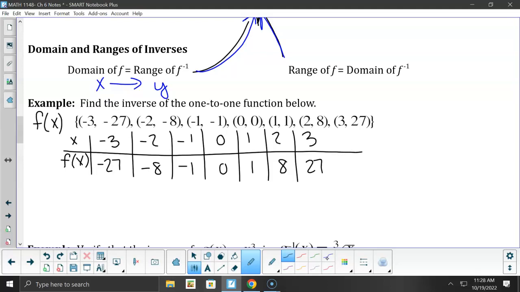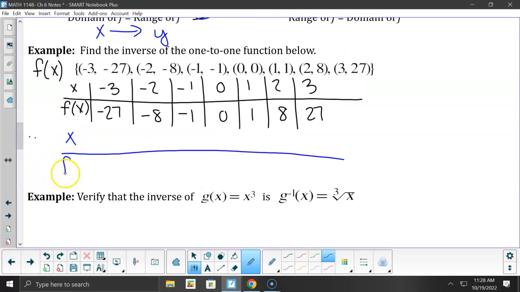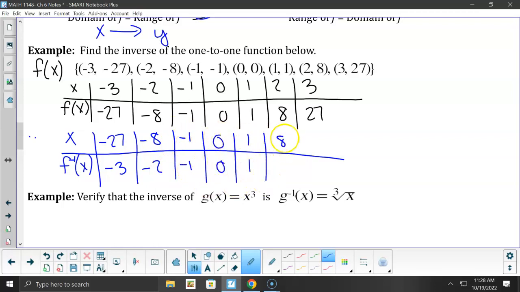All right, so when it comes to finding the actual inverse, make your new table. And then I always do f inverse of x when I write it. And don't overcomplicate this. There is no work necessary. You are just flipping -27, -3. What do we think? Easy enough?